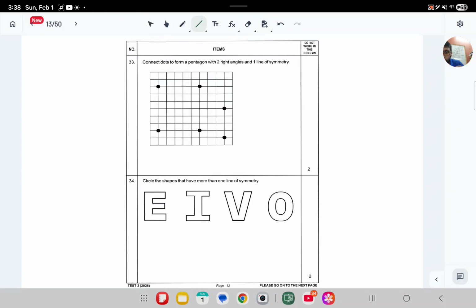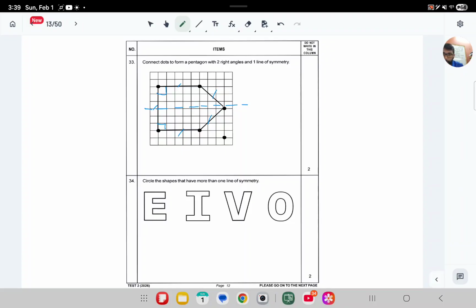So looking at it, we could connect these two here, then connect these two, connect these two, and then we could connect here and here. Alright, so we have 1 right angle here, 1 right angle here, that's 2. Then we have 1, 2, 3, 4, 5 sides. And it has 1 line of symmetry, which is this going across here. Alright, so that would be the shape.